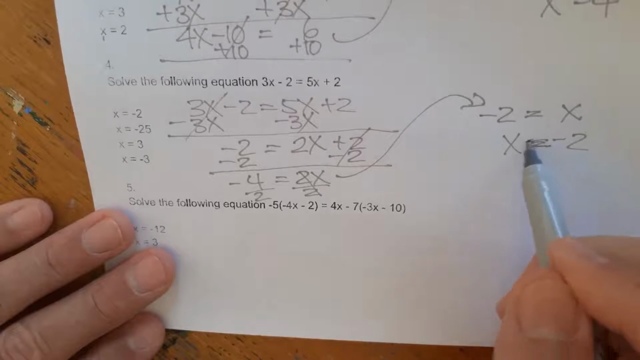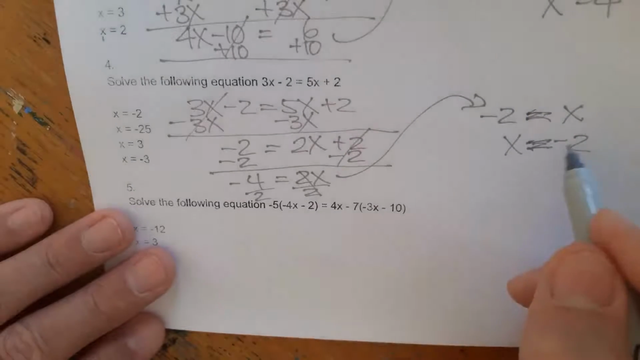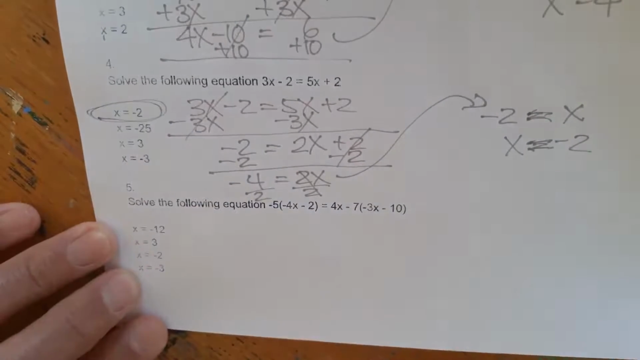It's not supposed to be a z, you guys. I just can't pick up my pen. It's an equals here. All right, so x equals negative 2, circle the correct answer.